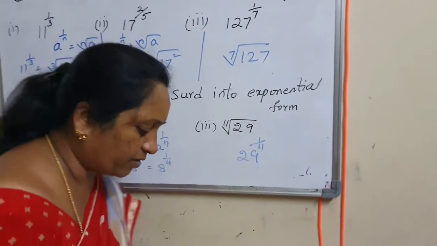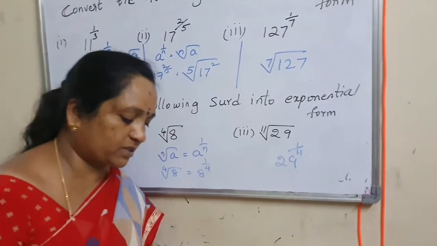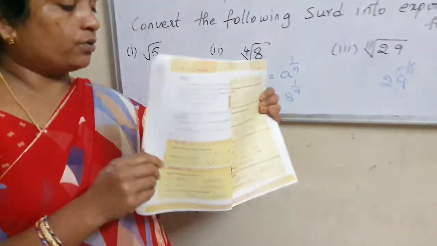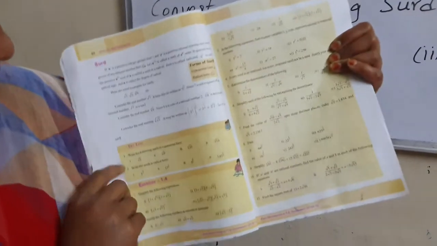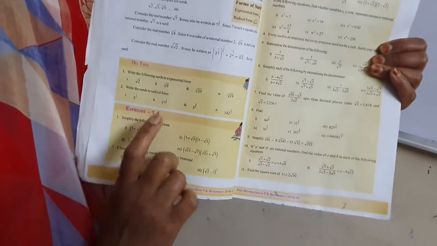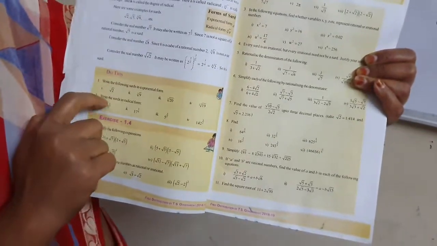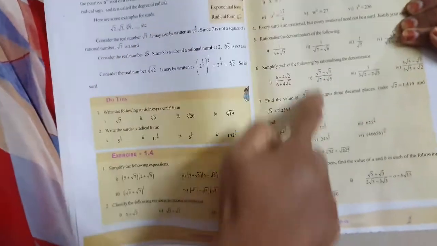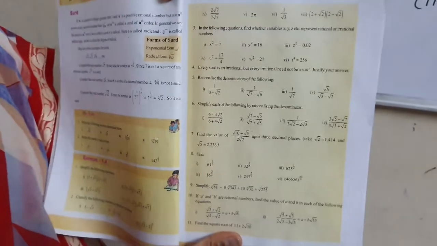Now by this we have completed this first chapter, children. Now you need to do the exercise problems which are related to this topic. Exercise 1.4, before that you have to do these problems, and these all problems are related to what we have learnt in the previous classes. Do complete this exercise, children.